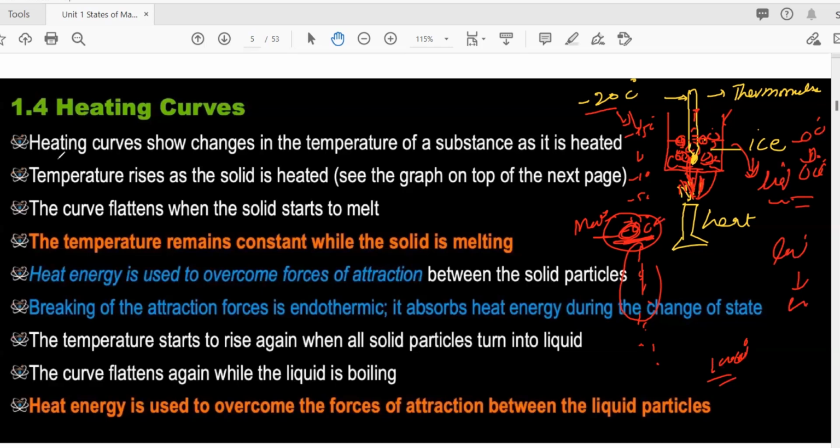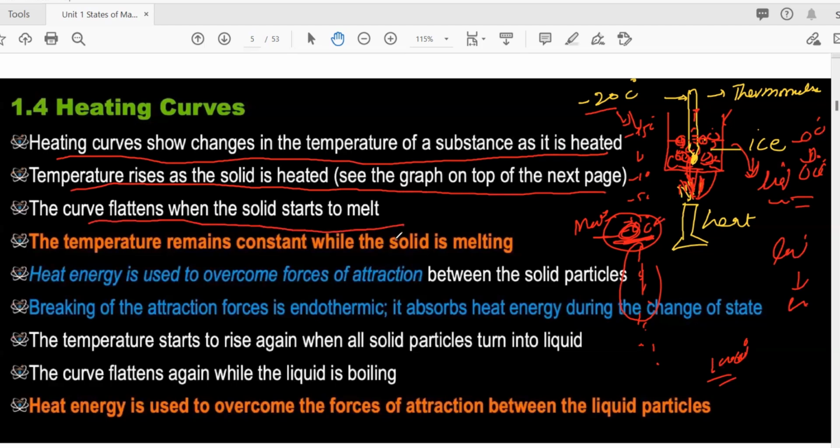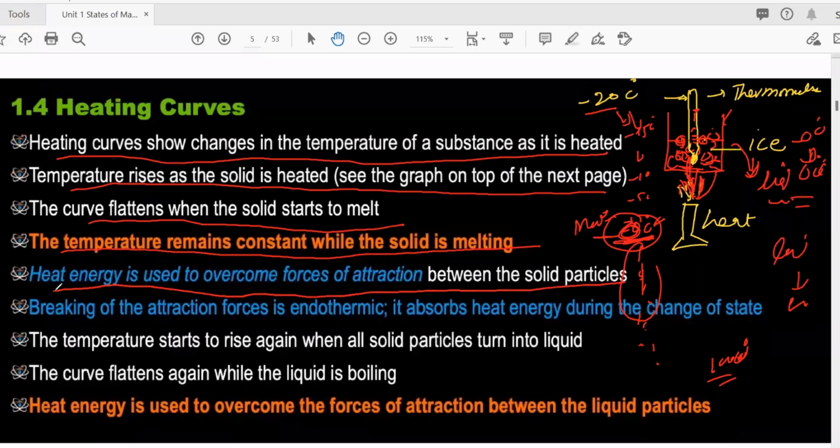Now we'll see here: a heating curve shows changes in the temperature of a substance as it is heated. The temperature rises as the solid heats. See the photograph at the top of the next page. The curve flattens when the solid starts to melt. The temperature remains constant while the solid is melting. Heat energy is used to overcome the force of attraction between the solid particles. Breaking the force of attraction is endothermic; it absorbs heat during the change of state.